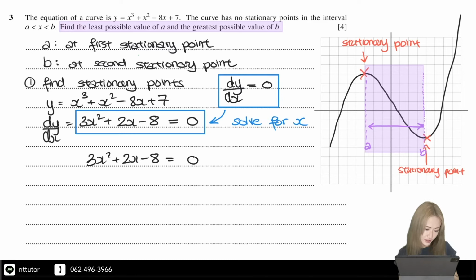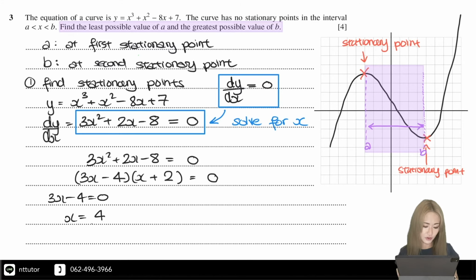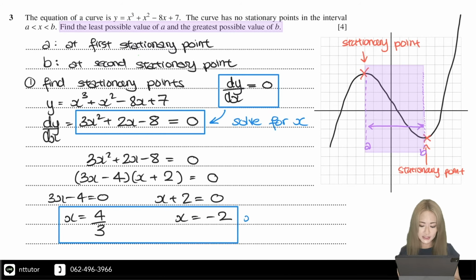So we can solve this expression by factorizing it. So if you factorize that, you get 3x minus 4 times x plus 2 equals 0. Therefore, the solutions are 3x minus 4 equals 0, so that's x equals 4 over 3, and x plus 2 equals 0, and that corresponds to x equals minus 2. So these are the x-coordinates of the stationary points.